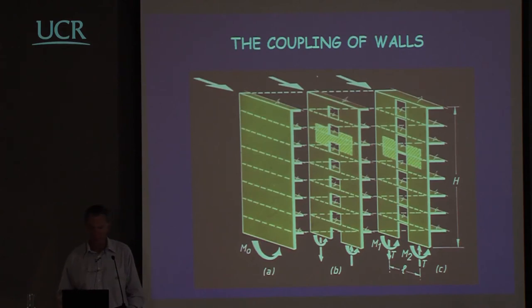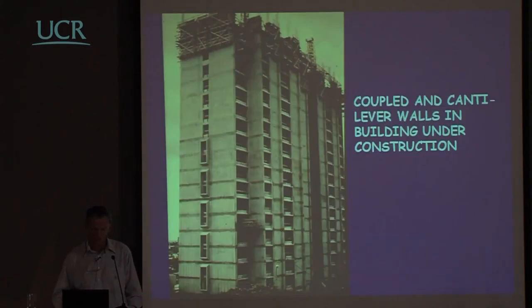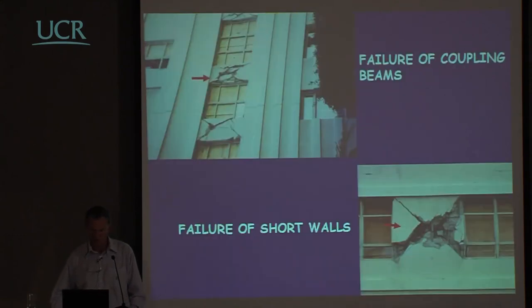So part of the overturning moment is carried by axial forces in the walls as well as by moments at the bases of the walls. Just showing an example here with a combination of actually coupled walls here and simple cantilever walls here. Rather difficult to deal with in a force-based design approach, but very straightforward in a displacement-based design approach.